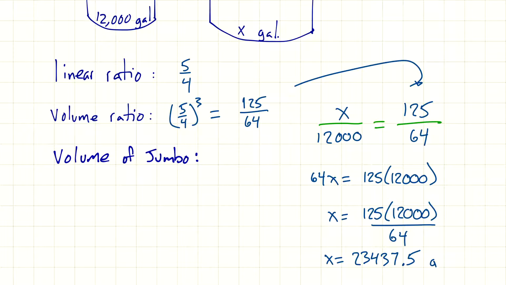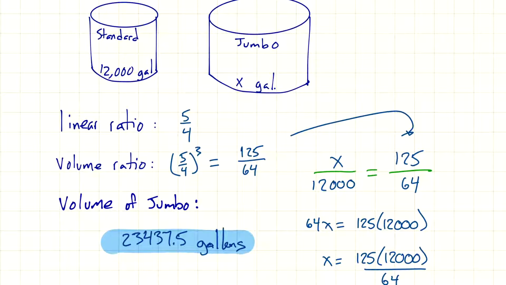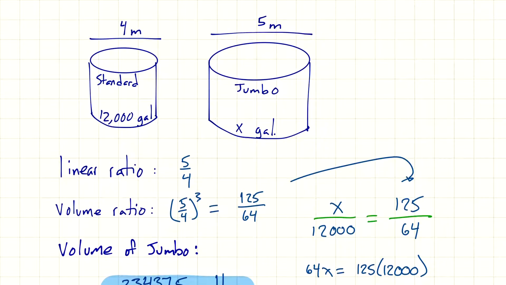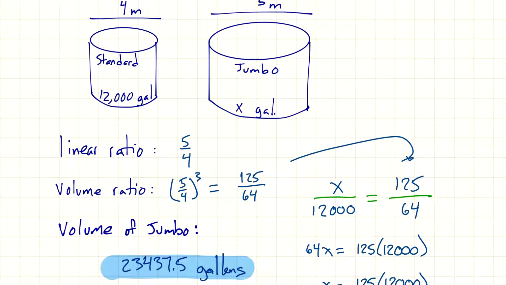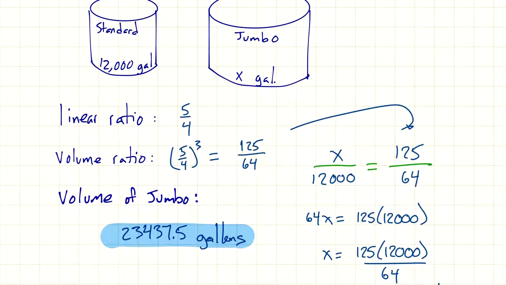23,437.5 gallons. All right, so there's our answer, 23,437.5 gallons. So that's how much the jumbo container holds, which is close to double the size. You'll notice 1 meter wider, and all of a sudden that jumbo container holds almost double the amount of oil. All right, so something to think about.